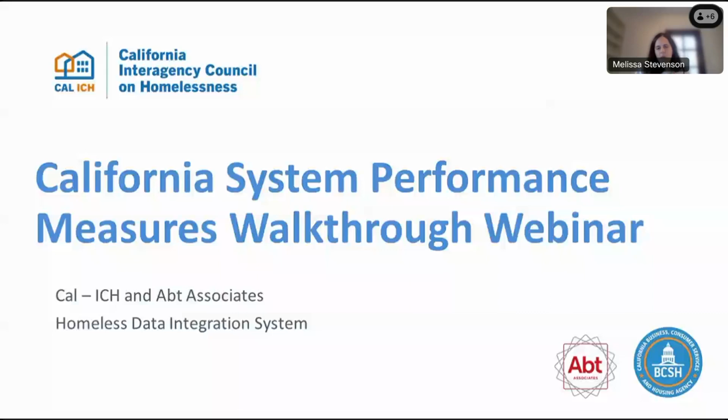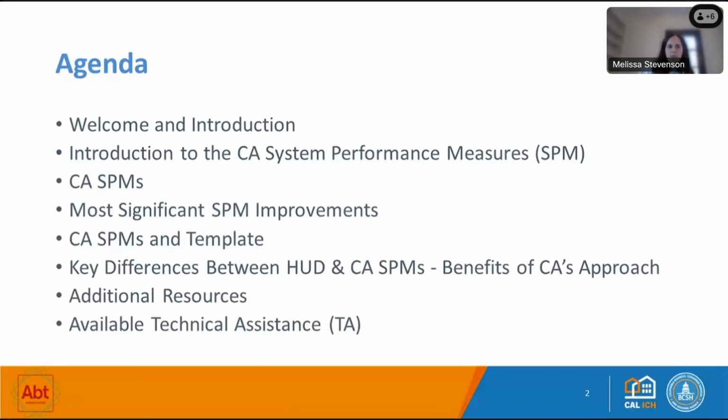It looks like we are a pretty stable group of attendees, so I think we can get started. This is the California System Performance Measures walkthrough webinar. It's jointly hosted by Cal ICH and Apt Associates. And we are going to get started. So I'm going to pass it over to Cal ICH and Amber.